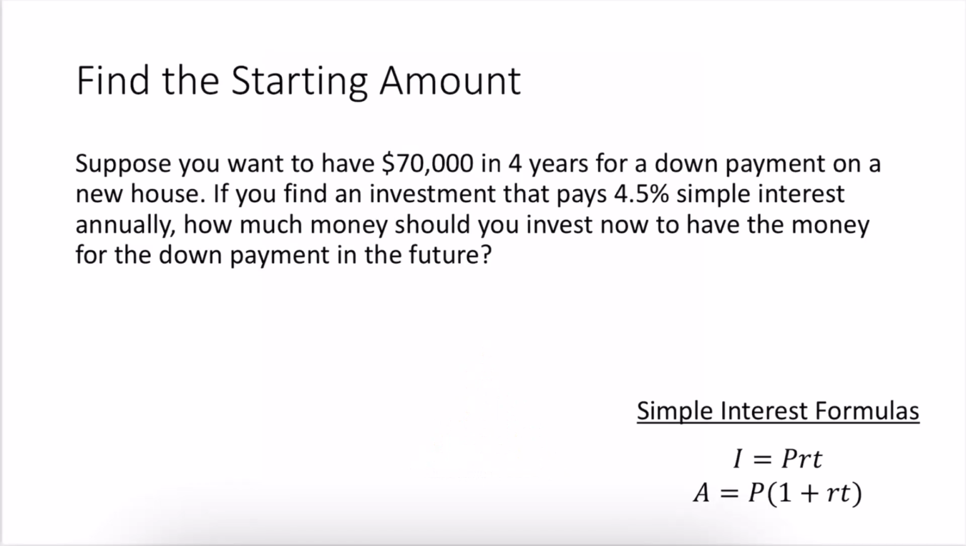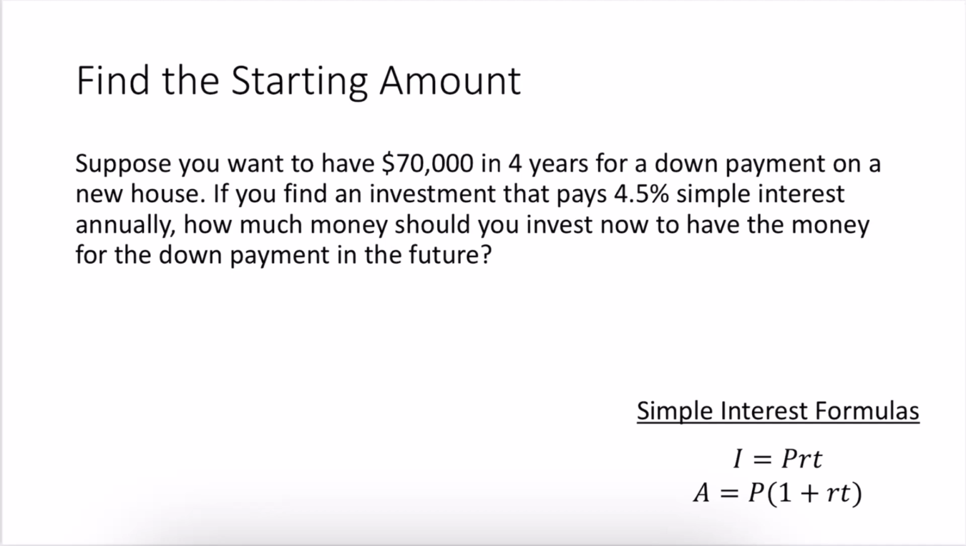Alright, so in this problem it says suppose you want to have $70,000 in 4 years for a down payment on a new house. If you find an investment that pays 4.5% simple interest annually, how much money should you invest now to have the money for the down payment in the future?